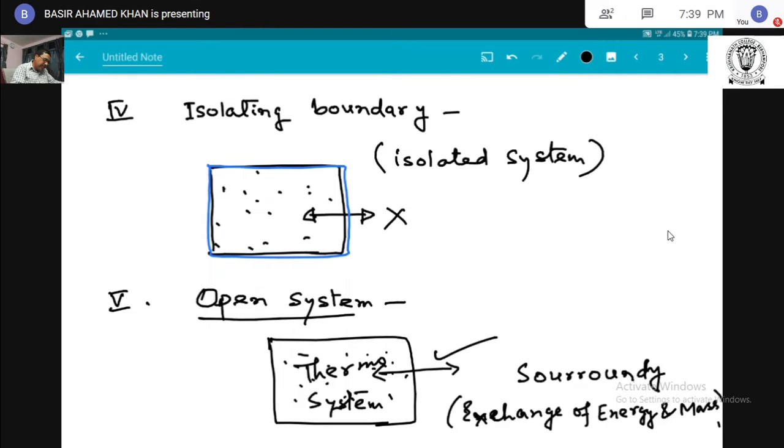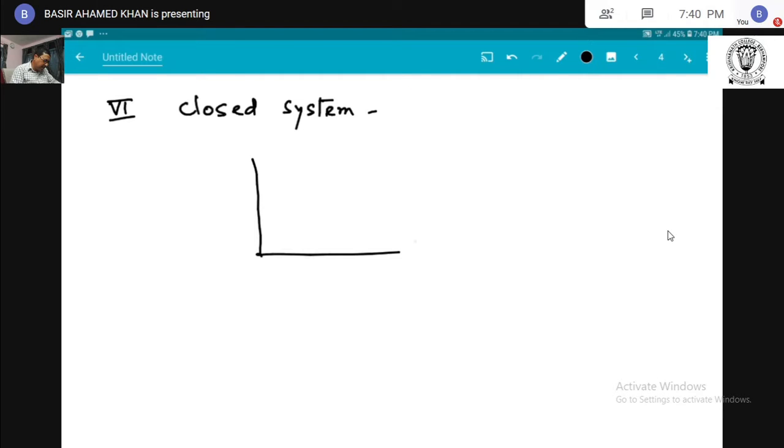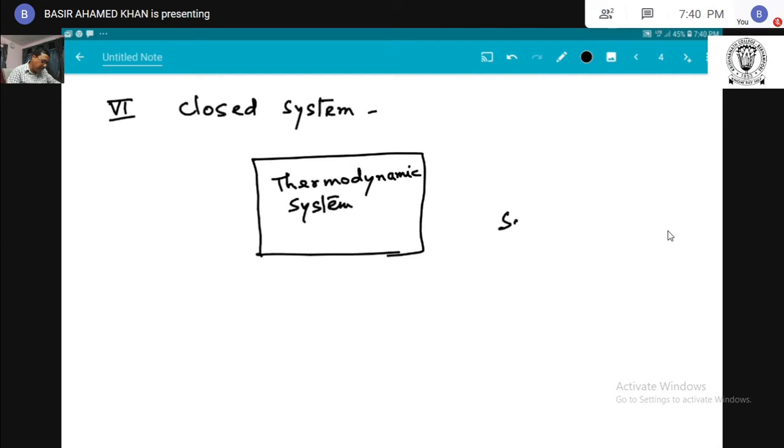this is 4, 5, this is 6. Closed system: if the boundary of a system permits exchange of energy only, that means a thermodynamic system and this is the surrounding.